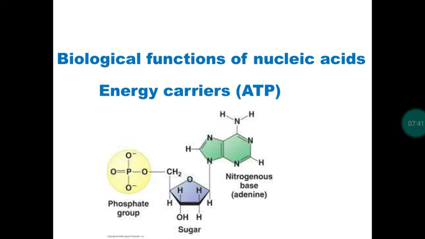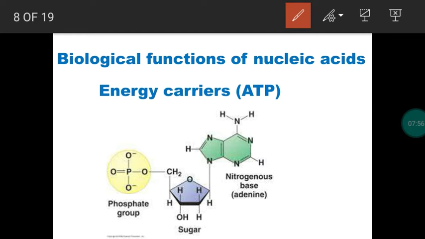Next, biological functions of nucleic acids. As we know, there are three components in the nucleic acids: nitrogenous base, pentose sugar, and phosphate group. Along with their normal functioning, there are some biological functions for nucleic acids. They are energy carriers, components of enzyme cofactors, and chemical messengers. There are three biological functions.